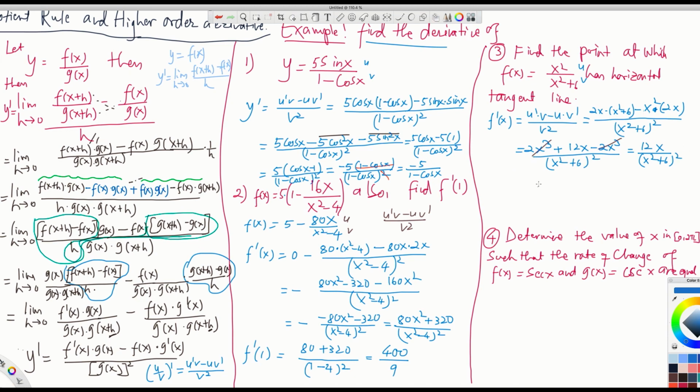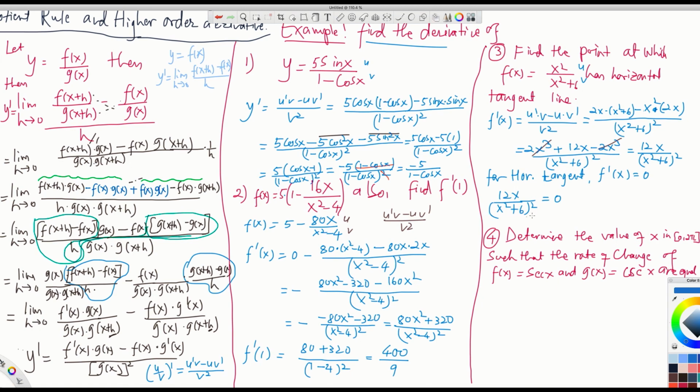Okay, now for the horizontal tangent, for horizontal tangency, we need f prime of x equals 0. That means you write 12x over x squared plus 6 squared equals 0. Now you want to solve for x. Okay, so look at this denominator. The denominator is never 0. For any value of x, the denominator is never 0, because if you take x negative, squaring that negative value will give you a positive, plus 6 will be bigger than 6.